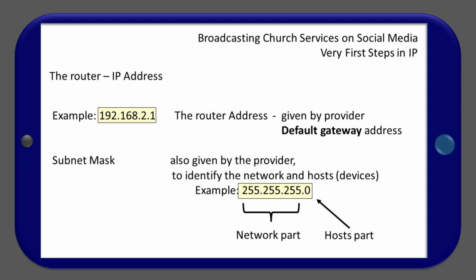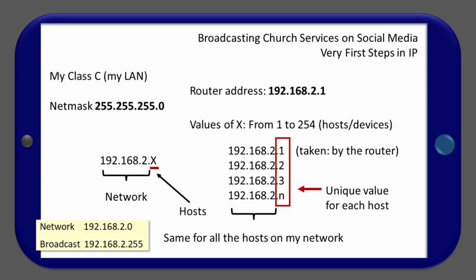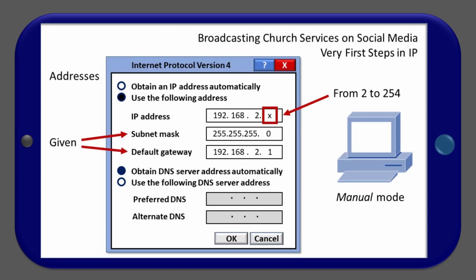192.168.2.1 in our example. The subnet mask is also given to us by the provider. In our example, it's 255.255.255.0, the last 0 being host specific. In my class C, all the devices of the network will have an IP address as 192.168.2.x. The x will be a unique value for each device, not using the 0 and 255 as values, as we just saw. Back to the network configuration window.